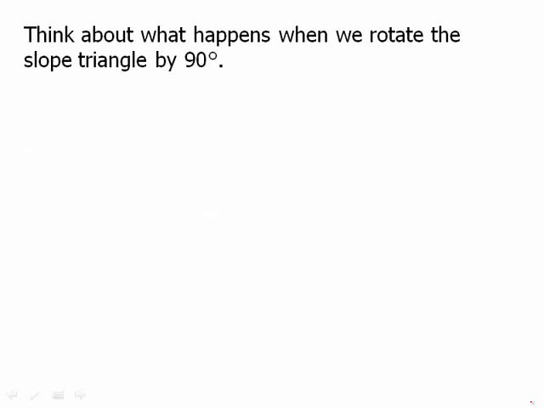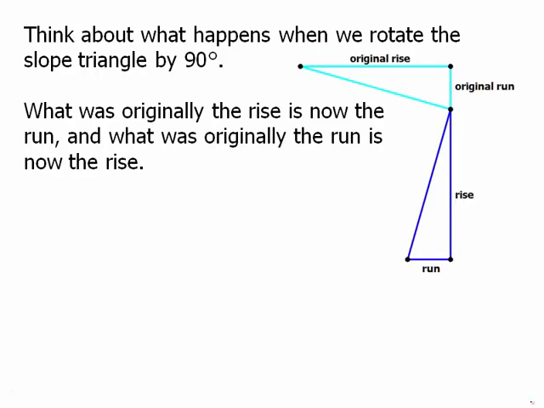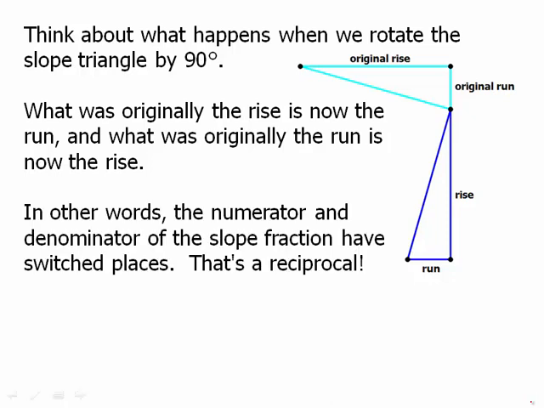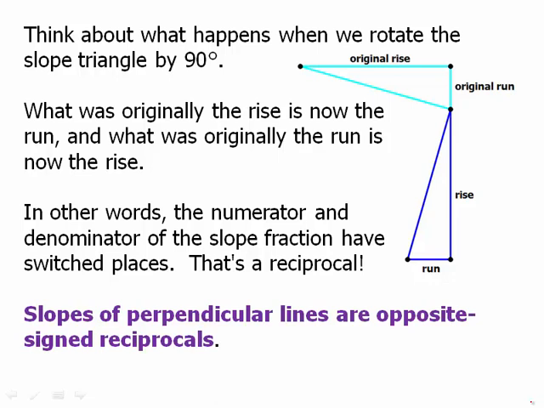Think about what happens when we rotate the slope triangle by 90 degrees. So there we have an original slope triangle, and then it's rotated by 90 degrees. So what was the original rise becomes the run, and what was originally the run becomes the rise. So the rise and the run switch places. In other words, the numerator and the denominator of the slope fraction have switched places. Well, that's what we call a reciprocal when you switch the place of the numerator and the denominator. The slopes of perpendicular lines are opposite signed reciprocals.